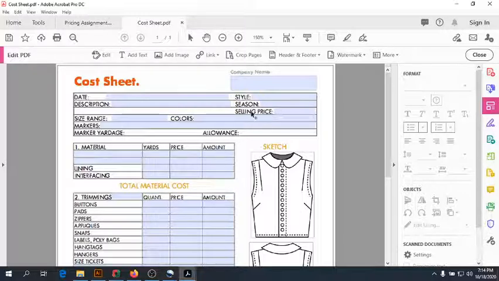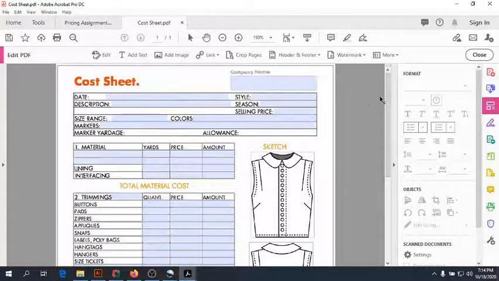You can do the selling price, that'll be retail price, after you figure out everything else. Size range, so the range of sizes that you're going to offer it in, 0 to 12, 0 to 14, whatever that might be. The colors that it's going to be offered in, and you don't have to really worry about your markers or anything like that. That gets into more complicated stuff that we'll actually talk about later when we get into cutting the fabric. And date, you can just put today's date in.